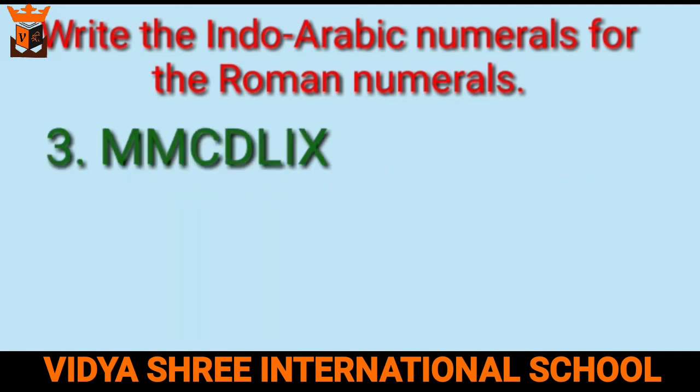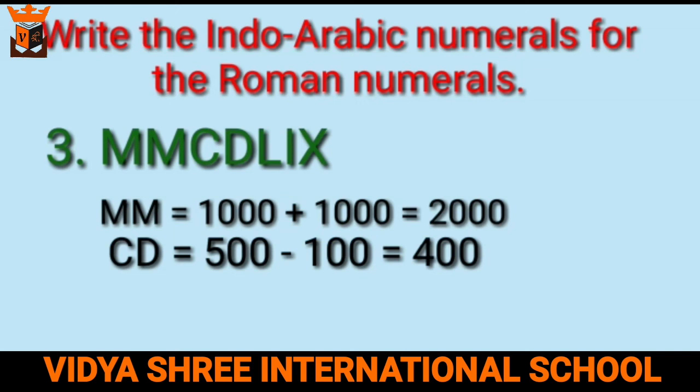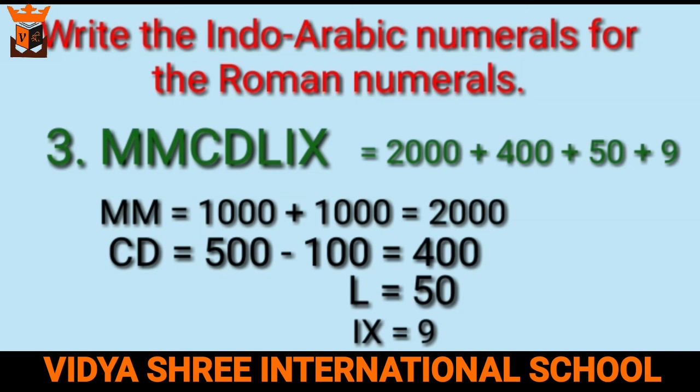Next is MMCDLIX. Here M is 2 times, so it means 2000. CD is equal to 500 minus 100, which is equal to 400. L stands for 50 and IX is equal to 9. So 2000 plus 400 plus 50 plus 9 is equal to 2459.